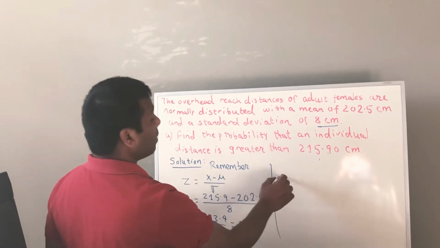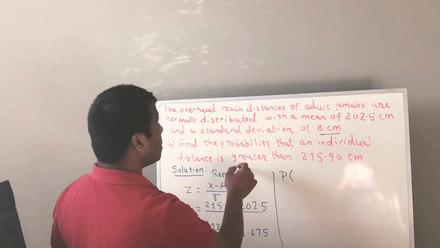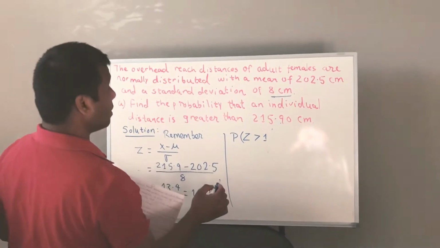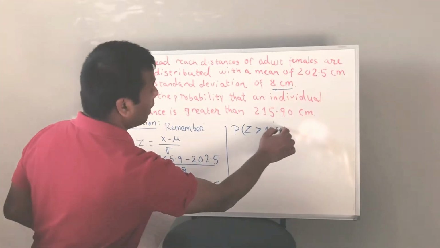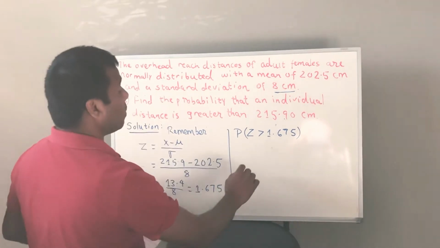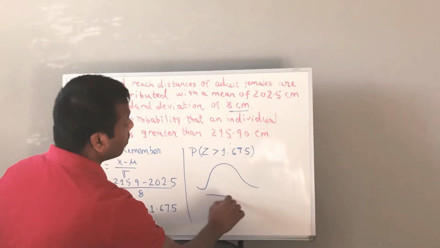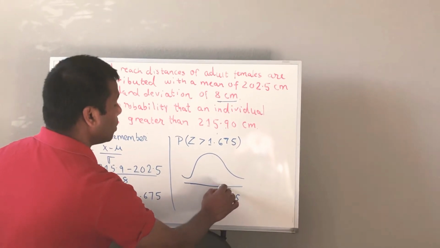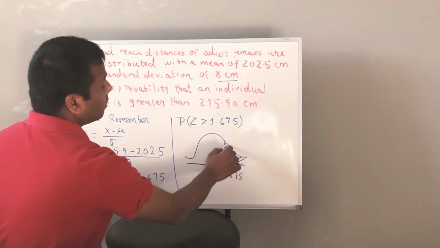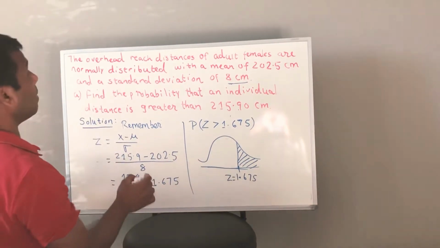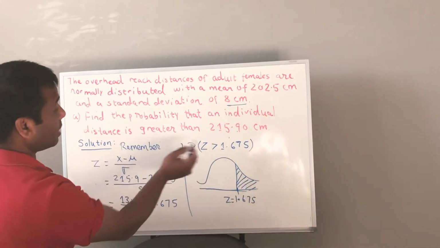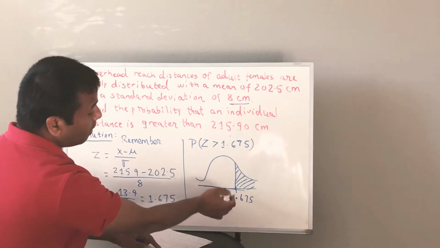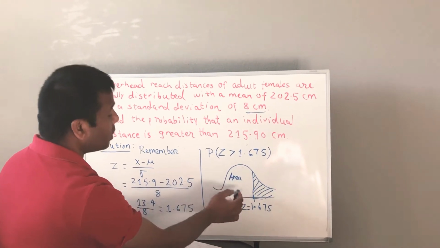So you are supposed to find the probability that this individual distance is greater than 215.9, which is equivalent to z greater than 1.675. If this is your normal density curve, your 1.675 is somewhere here. This is your z value, 1.675. You are trying to find this area. The area of the shaded region gives the probability that an individual distance is greater than 215.90 centimeters.